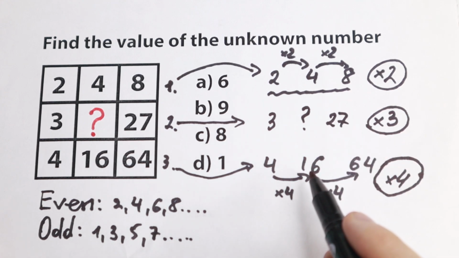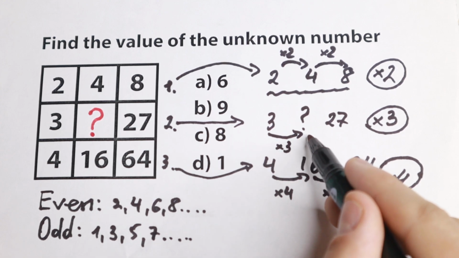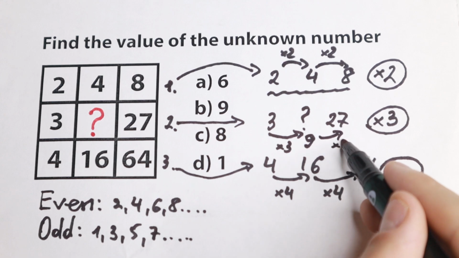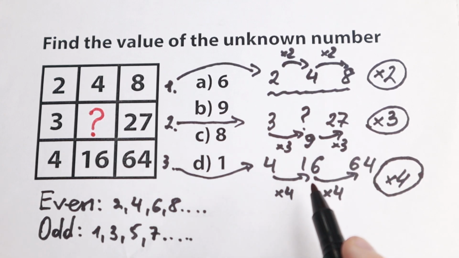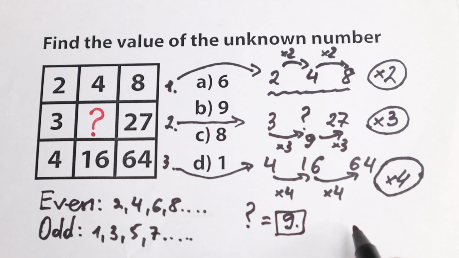Okay, let's check it. If we multiply this 3 by 3, what will we have? We will have 9. And if we multiply this 9 by 3, we will have 27. So as you can see, this pattern is absolutely correct. This pattern works. So as you can see, our number in the middle will be equal to 9. So this is my approach to this problem.